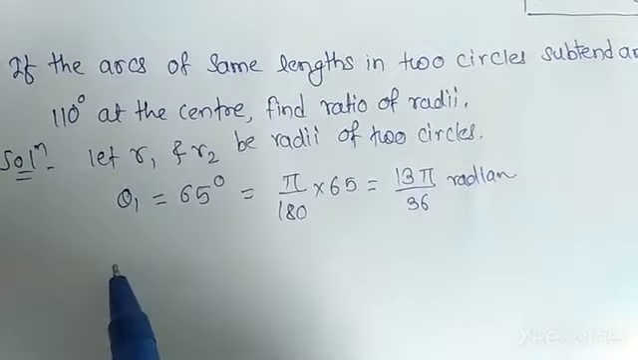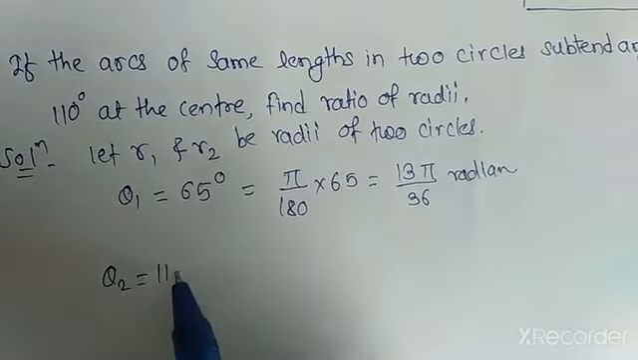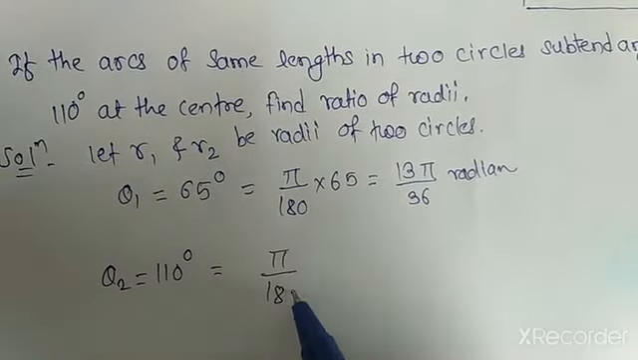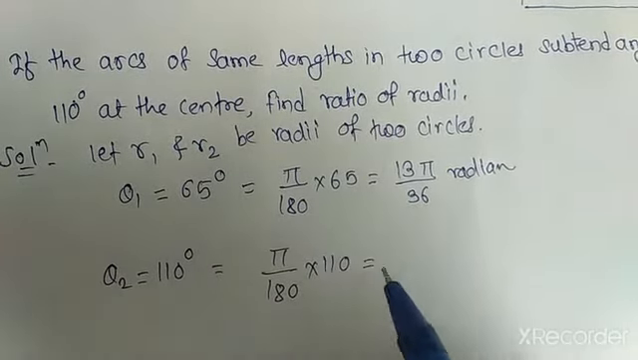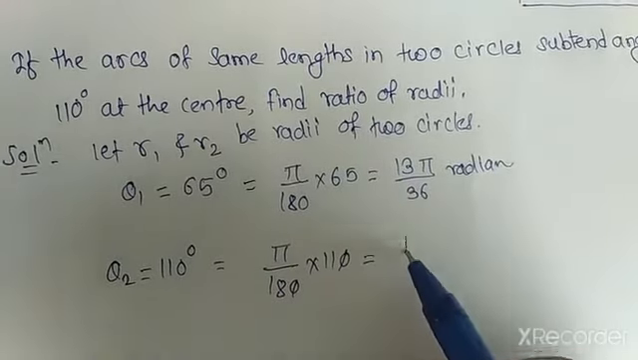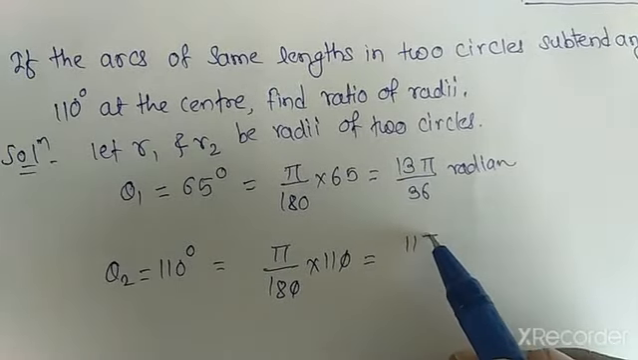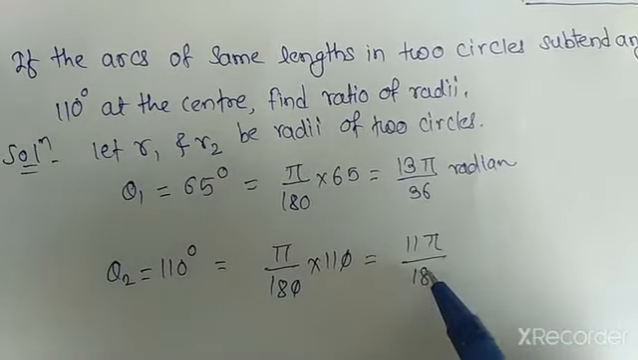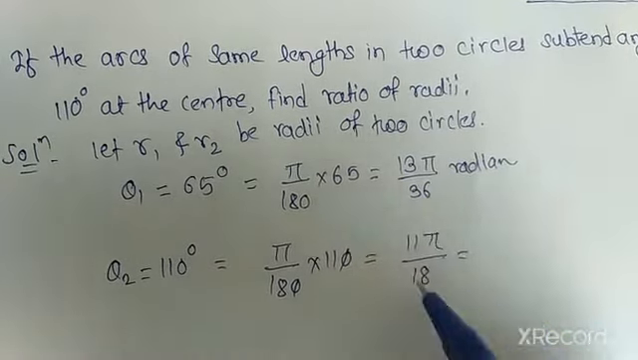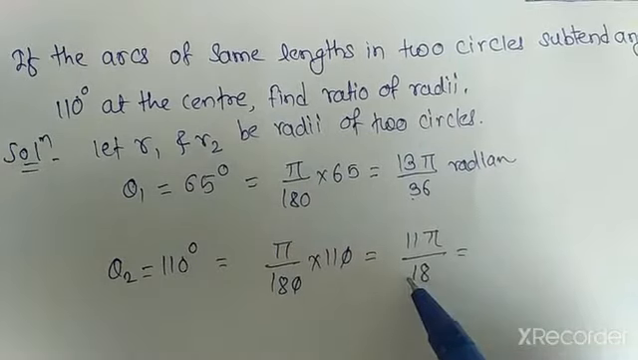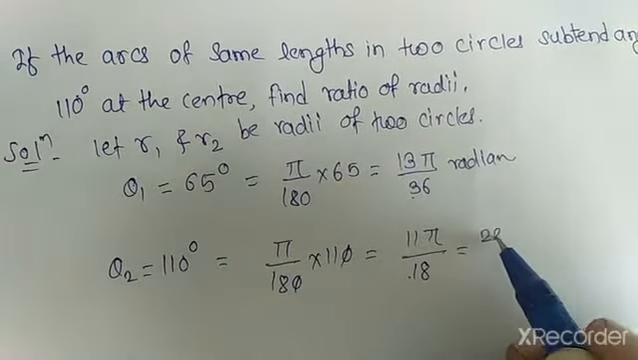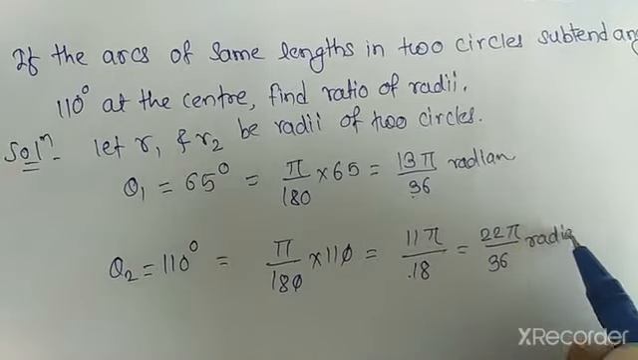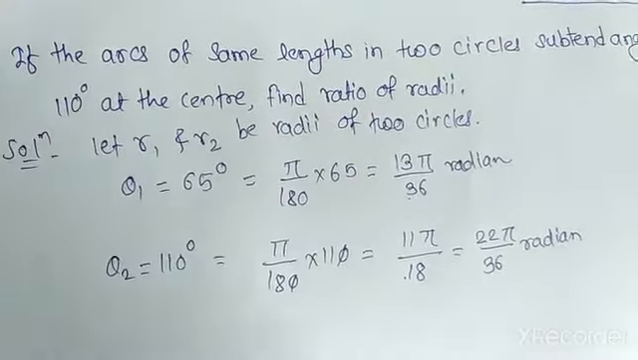Okay, and theta 2 is equal to 110 degree, which is equal to pi upon 180 into 110, which gives 11 pi upon 18, which can be written as, to make the denominator the same, 22 pi upon 36 radian. Okay, we have multiplied numerator and denominator by 2.